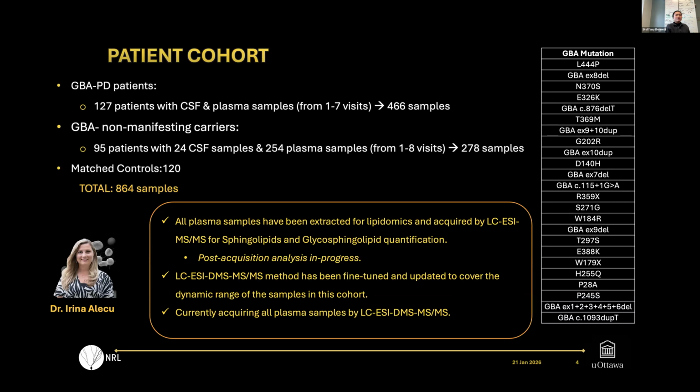We also include GBA1 non-manifesting carriers in our study, and this involved 95 patients with CSF and plasma samples from multiple visits as well. This contributed to 278 samples. And from our own bank of biosamples, we are able to provide controls to this study, 120 controls. So in total, this study is looking at around 864 samples.